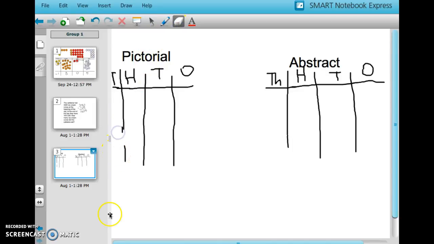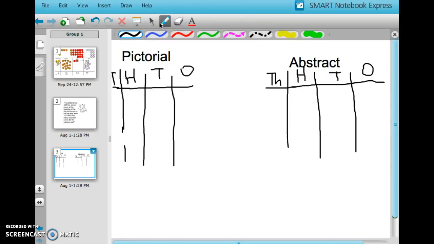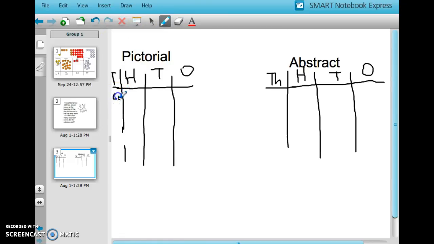All right. So now that we have our thousands, hundreds, tens, and ones places, we can begin. So we're going to go ahead and first draw our place value chips. So we know we have 3,000 place value chips. So we're going to draw 1, 2, 3.